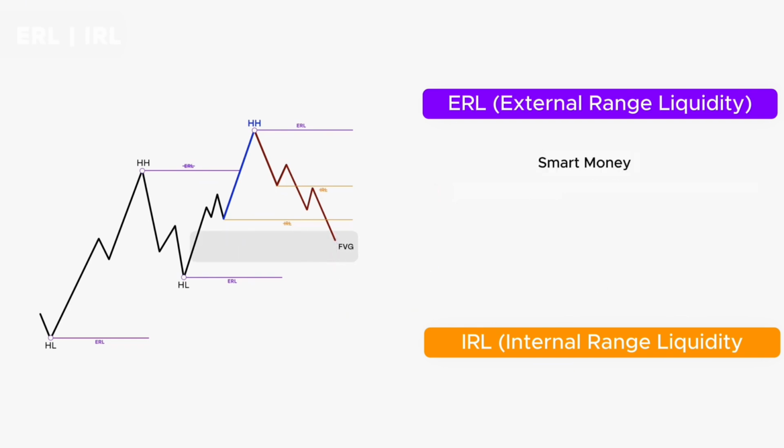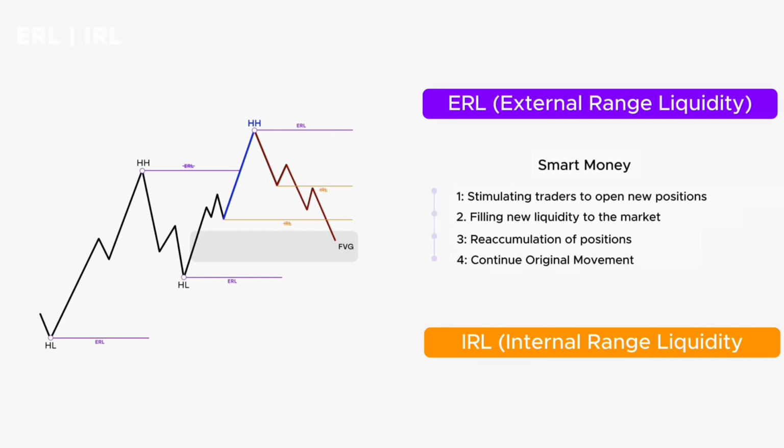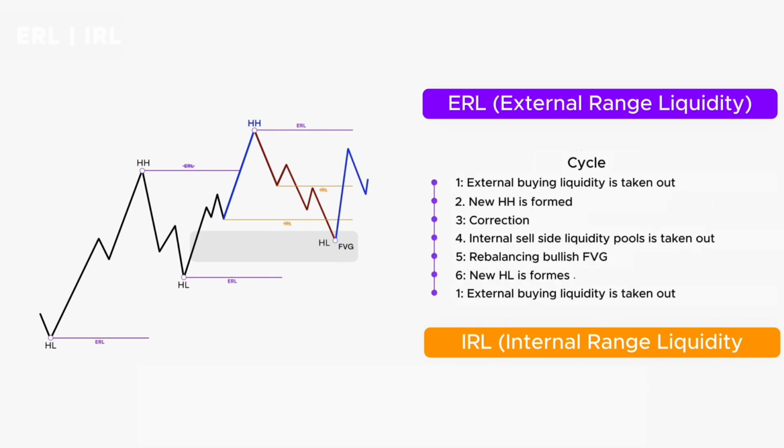In this way, smart money encourages traders to open new positions, filling the market with the liquidity they desperately need to reaccumulate their positions and continue the original movement. The cycle ends with the price moving to a new level of external buy-side liquidity, after which everything repeats again according to the same principle.